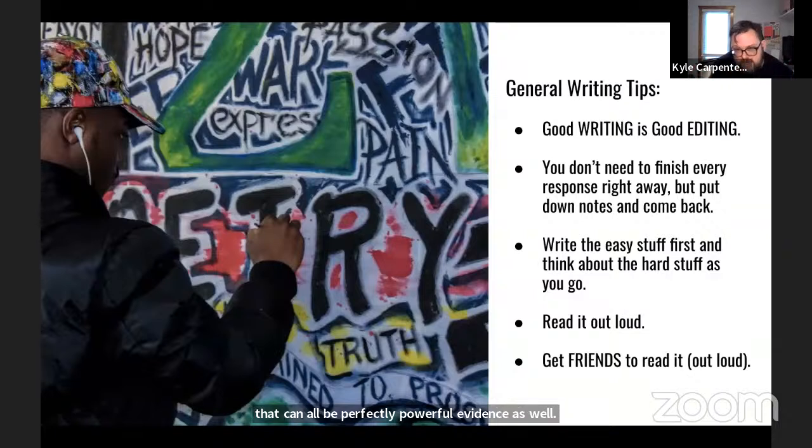And into general writing tips, I've always liked to say this, good writing is good editing. So you start rough, but the real work of writing is looking at what you've got on the page and thinking, how do I make this clear?